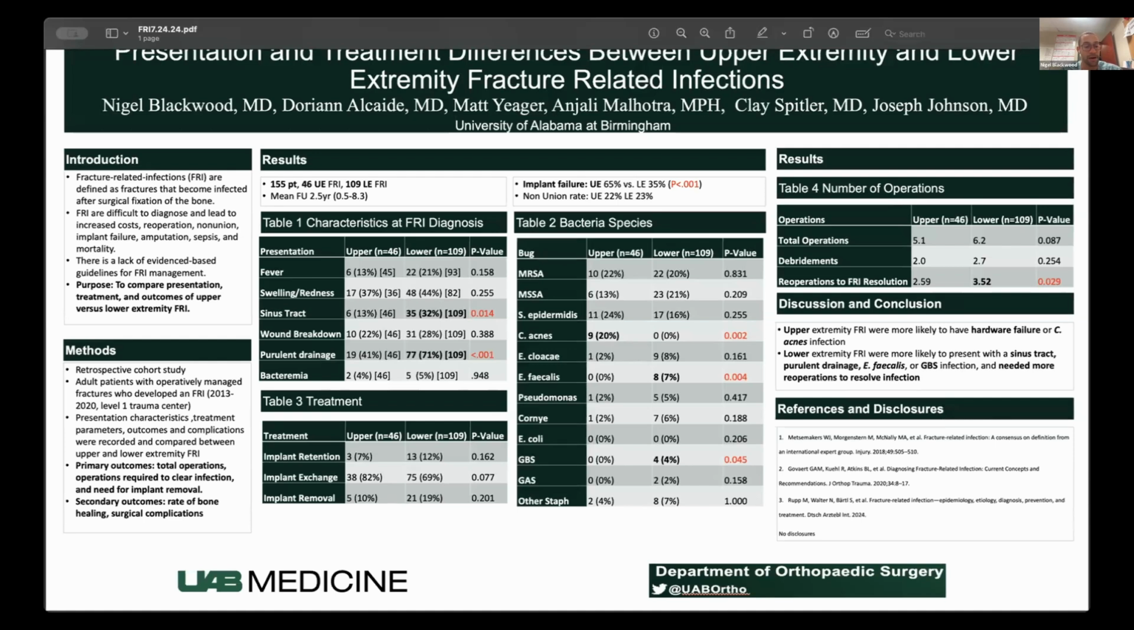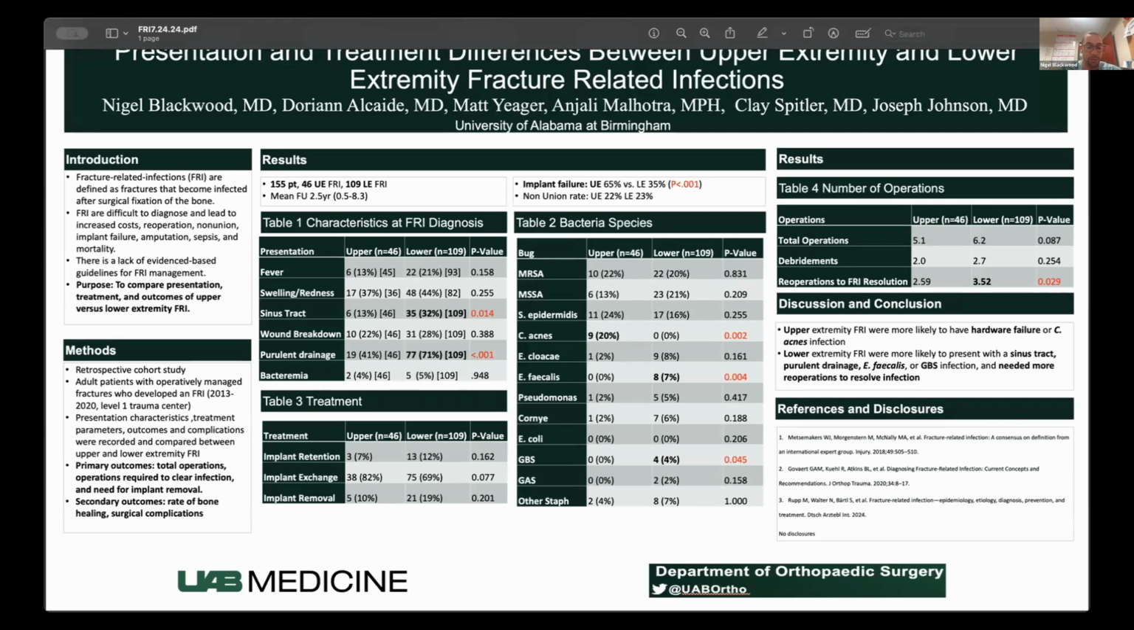So adult patients with fractures operatively managed at our hospital who developed an infection were retrospectively identified. Data were compared between upper and lower extremity fracture-related infections. 155 patients with fracture-related infections were included. 46 had upper extremity fracture-related infections, and 109 had lower extremity fracture-related infections. Table 1 here shows the characteristics at presentation and diagnosis.